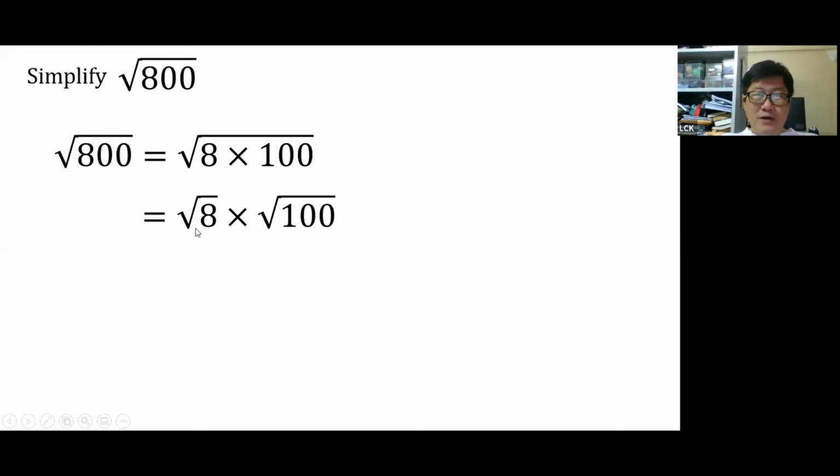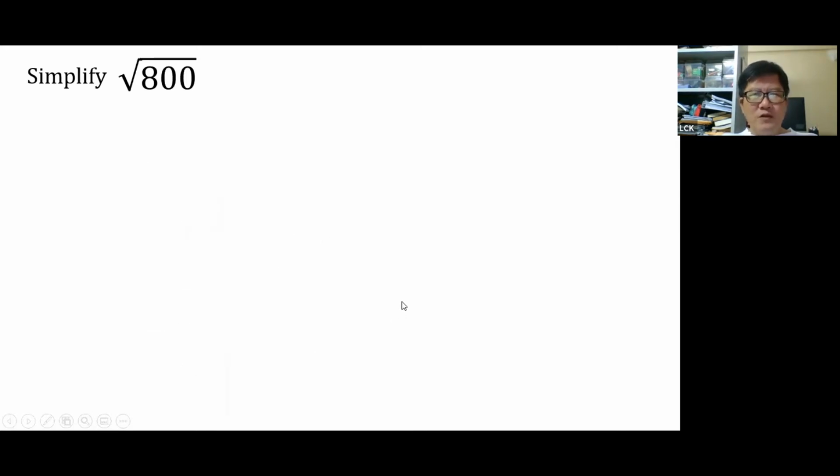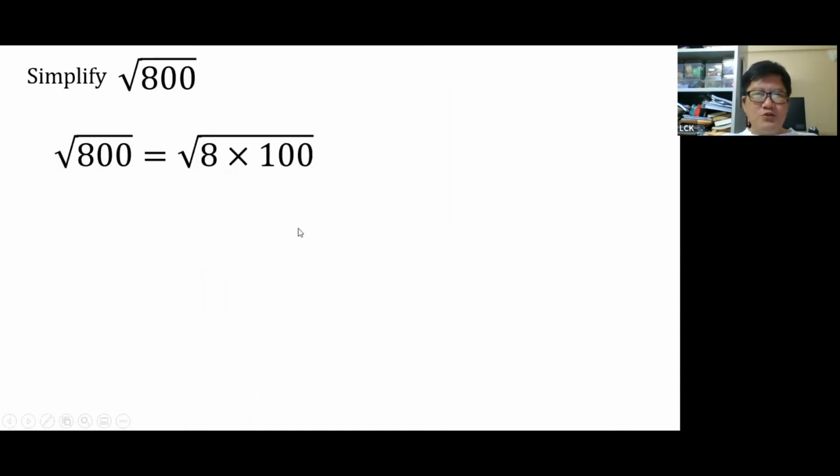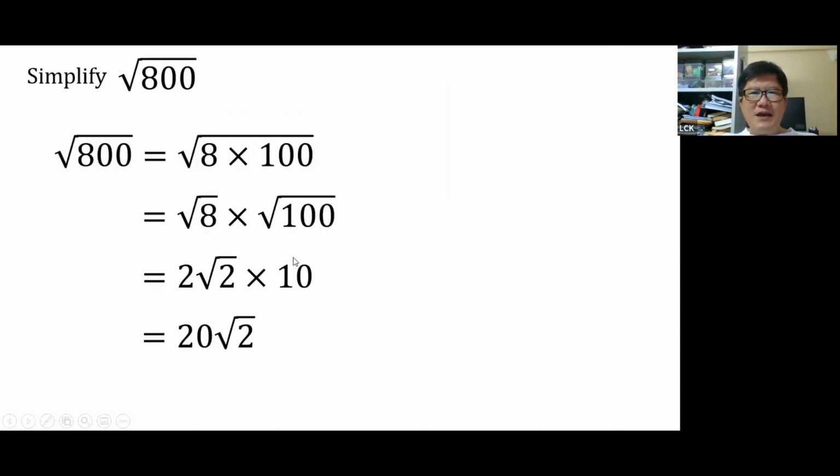So you remember, it was the first question, we simplified square root of 8 into 2 square root 2. And square root 100 became just 10. When you square root 100, you get a 10. So you get the same answer, 20 square root 2. So whether you break it down into 16 times 50 and further to 16 times 25 times 2, or you break it down into 8 times 100, you ultimately get the same answer. You can break it down in numerous ways.